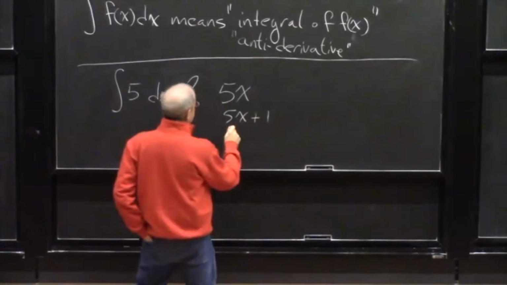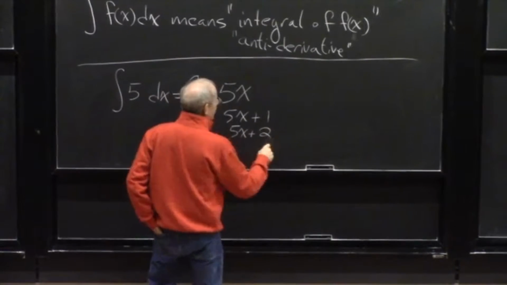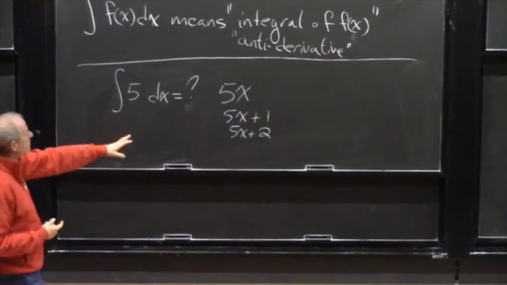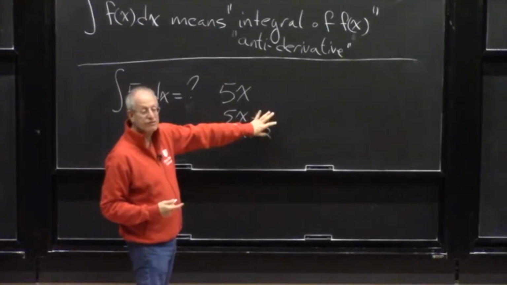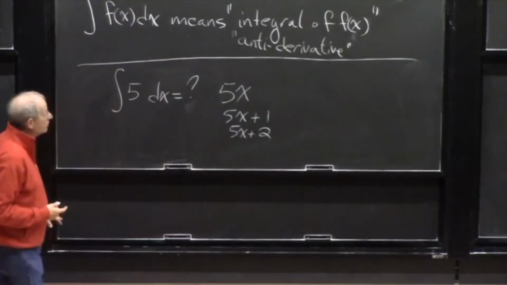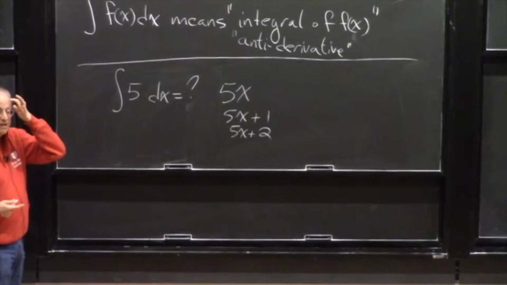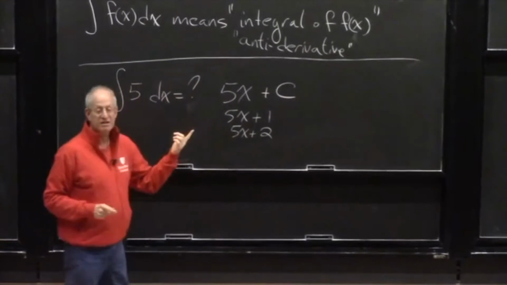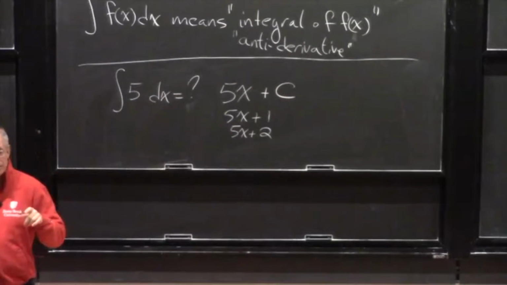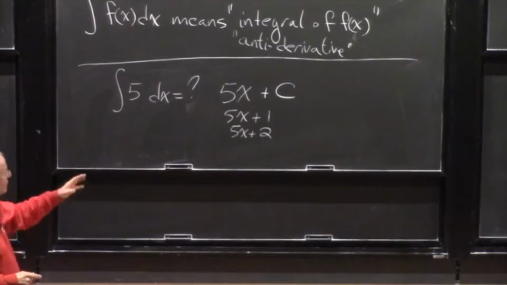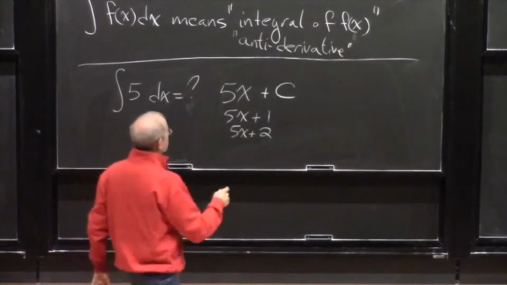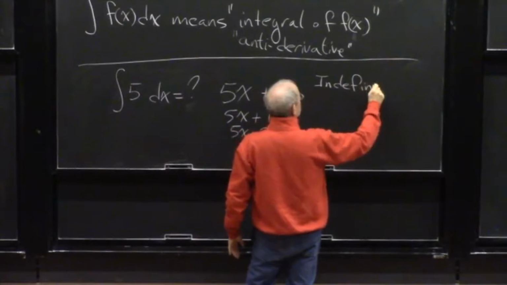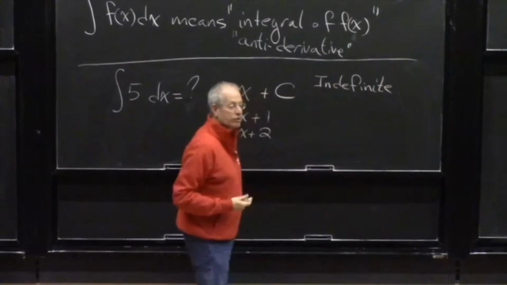It could be 5x plus 2. It could be 5x plus pi. It could be 5x plus a billion, minus a billion. That constant, when you take the derivative of that constant, you get 0. So there could be any constant attached to 5x. So we write plus c, where c is the constant. And unless I give you more information, you have to leave it that way. And this is called an indefinite integral. It's indefinite because we don't know what c is.